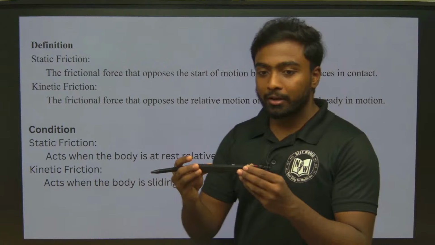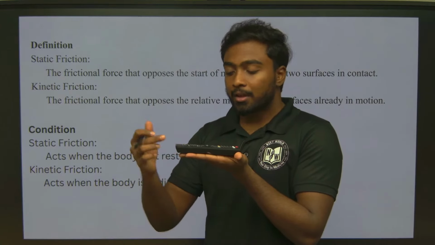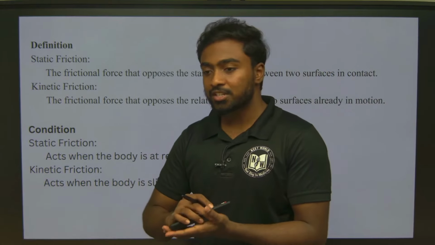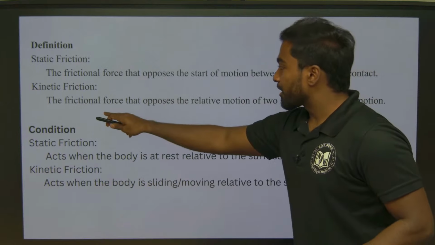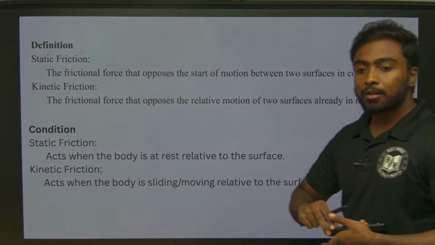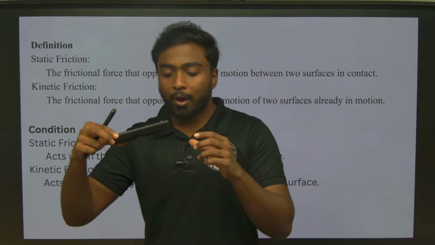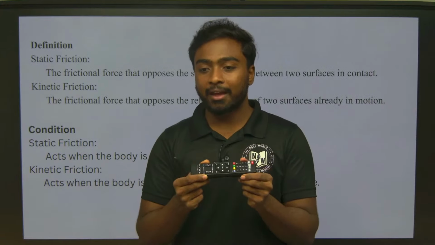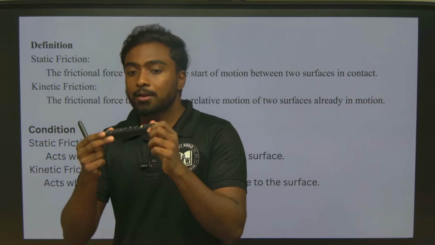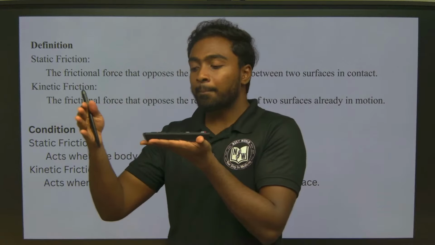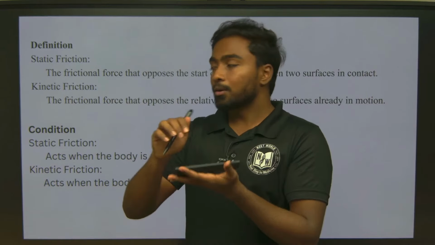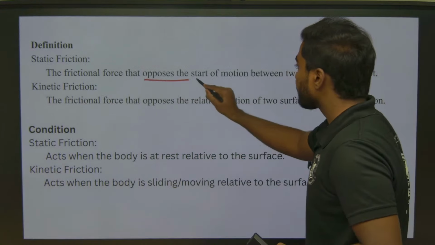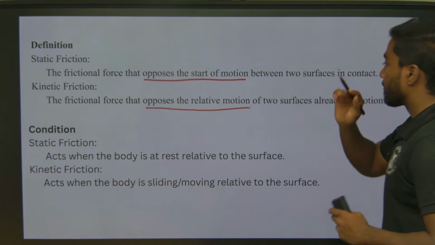There is a block over here. Let me consider this is the block. A force which is opposing the start of motion is nothing but static friction. What about kinetic friction? The frictional force that opposes the relative motion. So the object is moving now. When the object is moving and the force is opposing, I'll say that is kinetic friction. If the object is at rest and I am applying some force to start it, the difference between them is: it opposes the start of motion versus it opposes the relative motion.